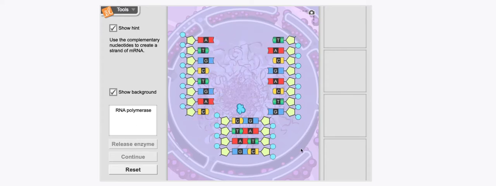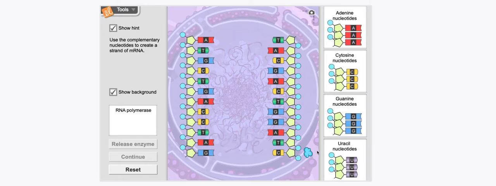Okay, so that RNA polymerase is going to unzip the DNA strand inside of the nucleus so that we can create a messenger RNA strand. Now, RNA is very similar to DNA. One of the differences is that instead of thymine, RNA is going to have uracil. So uracil pairs with adenine instead of thymine when we're looking at RNA.